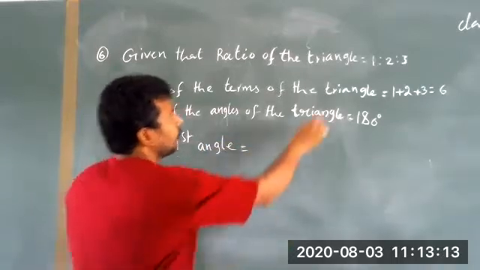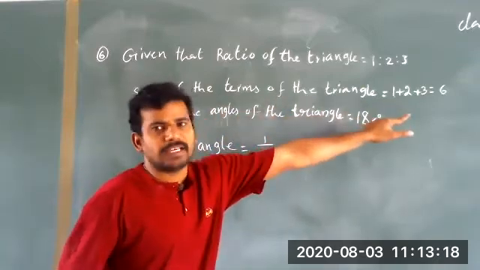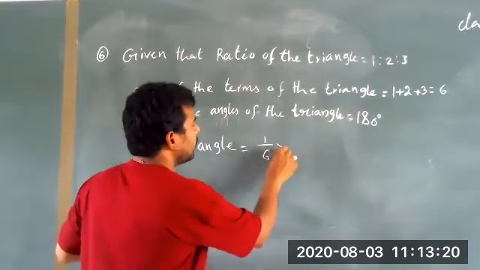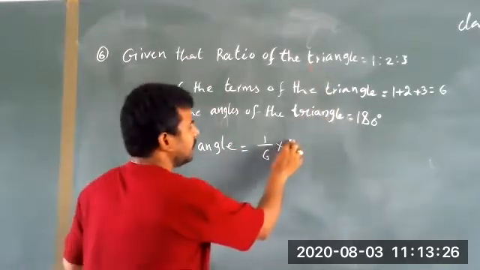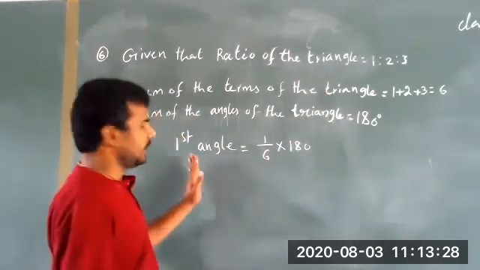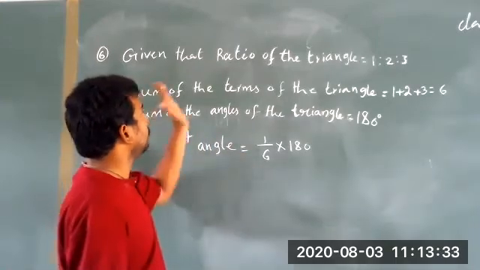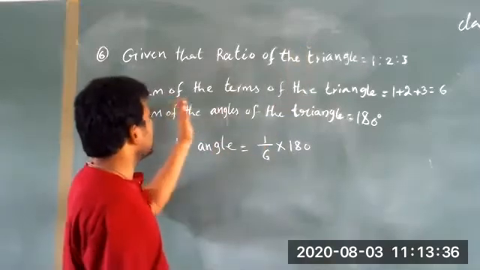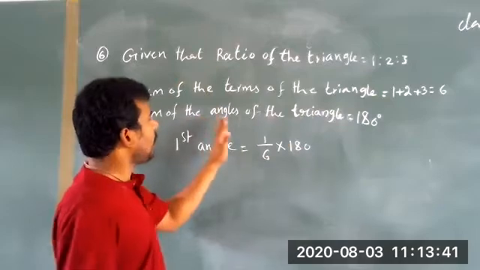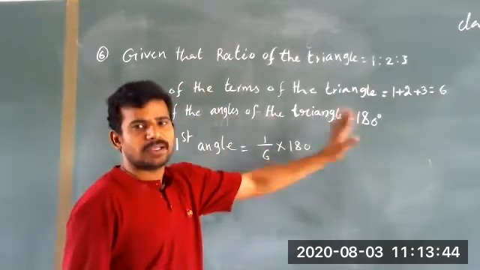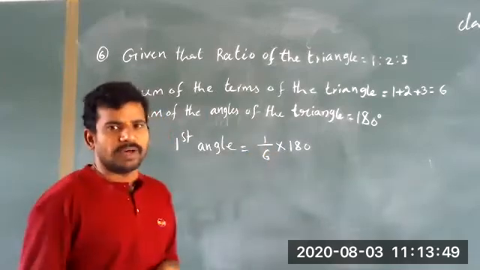Now first angle is equal to first term, what? 1 by the sum of the terms of the triangle. What, children? 6. So 1 by 6 into the sum of the angles of the triangle. How much, children? 180 degrees. Once again, now you have to find the first angle. How to get the first angle? You take the first term by the sum of the terms of the triangle. Total how many terms, children? 6. And the sum of the angles of the triangle is equal to how much? 180 degrees. Now 1 by 6 into 180.